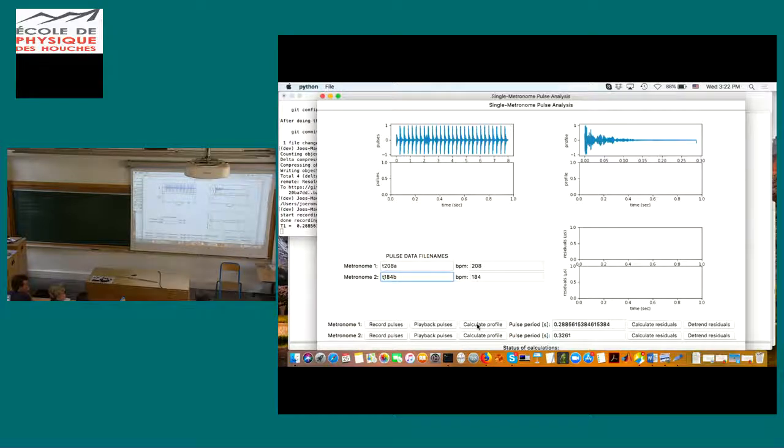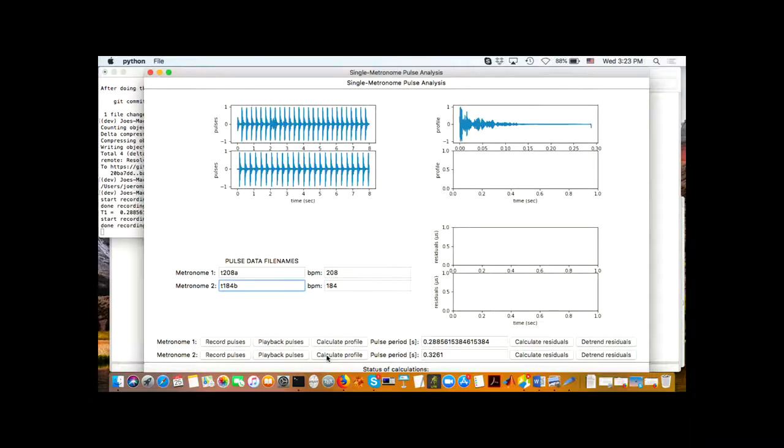This is 184 in the second mode. Let's try that. Quiet on the set here. Okay, I'll play those back. There they are. Calculate the profile again.